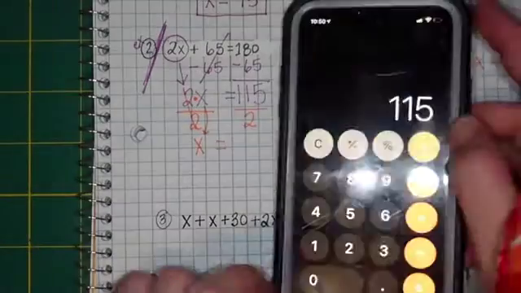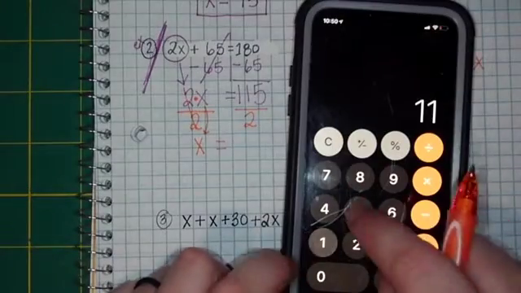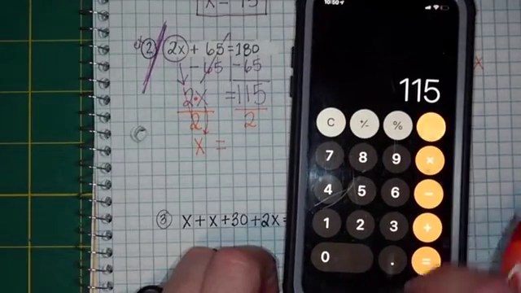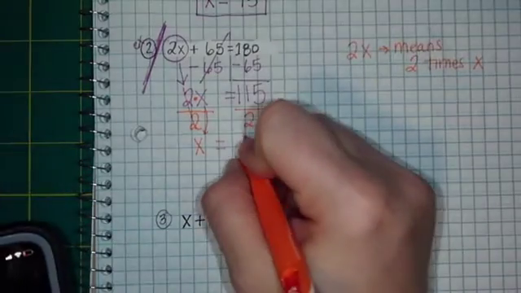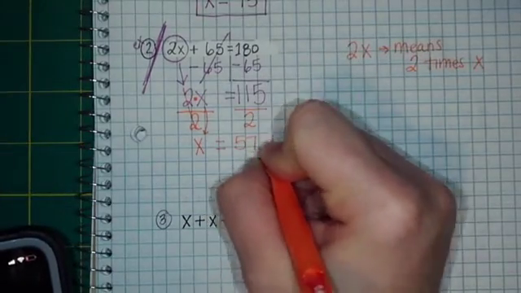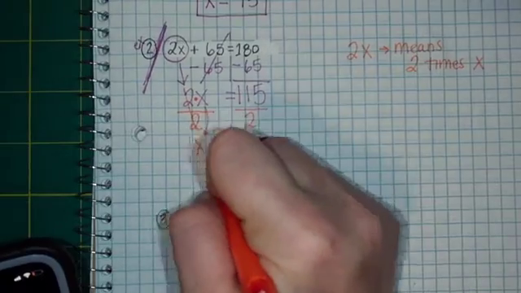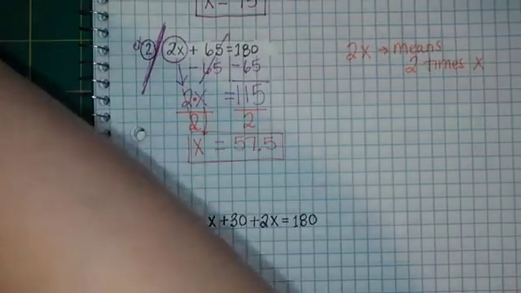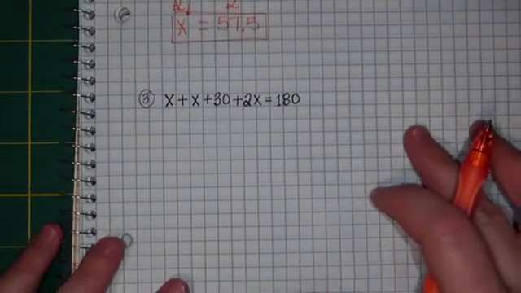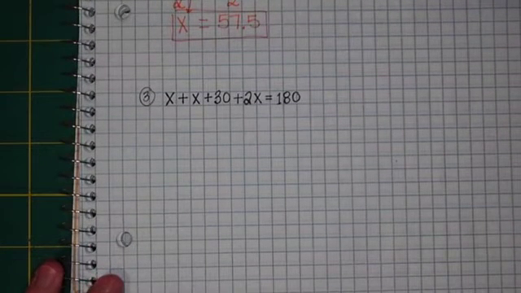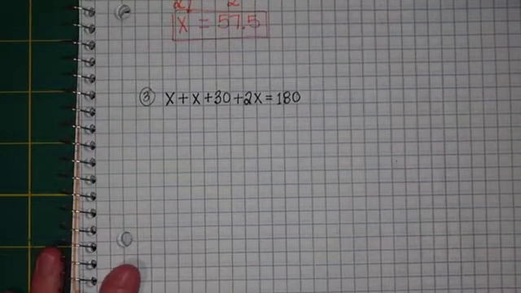so let's try that. 115, then I'm going to hit divide by 2, and it is 57.5. So our answer there would be 57.5. Okay, now this last one gets a little bit more tricky, so let's see if we can do it.